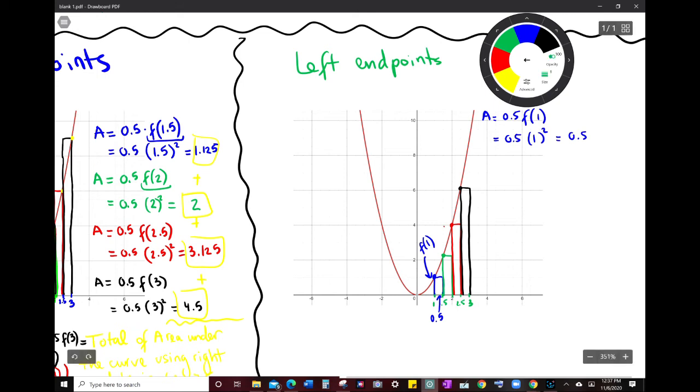Okay, same thing for the green rectangle. The width is still 0.5, but the height will be the value of f of 1.5. I already did it for the other one, so I just bring in the answer here, which is 1.125. Okay, and keep going. For the red rectangle, the area will be 0.5, and the length will be the value of f of 2.